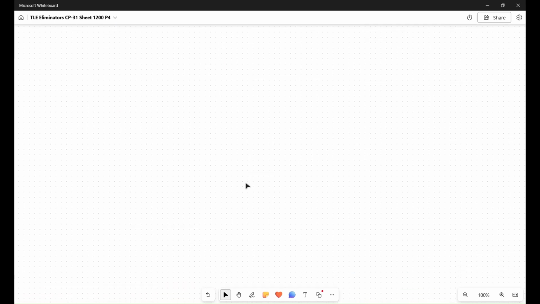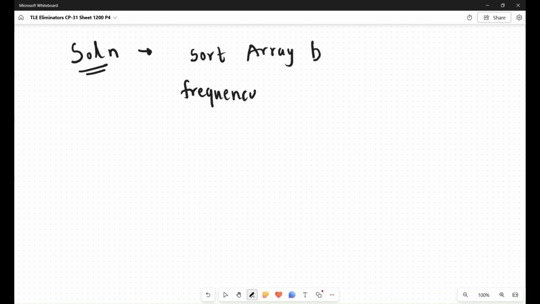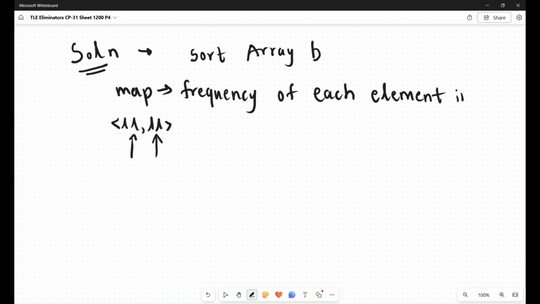Okay, so that's the thing. Now, what my solution does is: let us sort our array B, and store the frequency of each element from array B. We will store it in a map of long long, long long, where the first argument will be the element from array B and the second argument will be the frequency of each element in array B. Perfect.